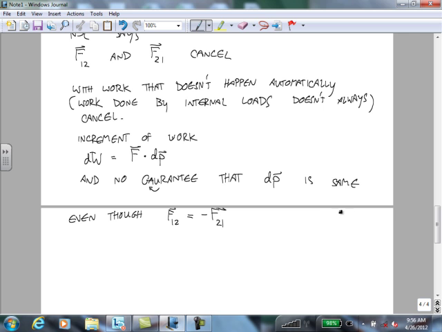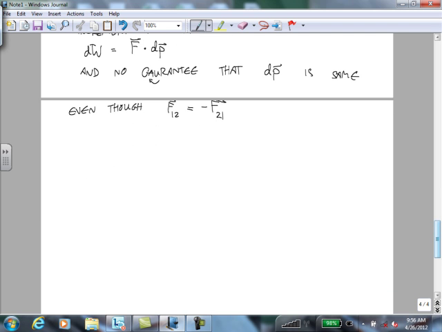Okay. Yep. They don't always cancel just generally, and I'll draw a picture of why when it doesn't. So when does the work due to internal forces cancel?